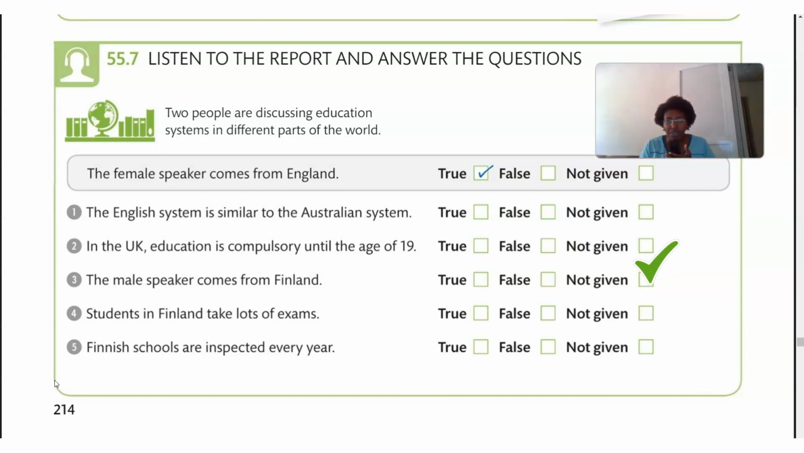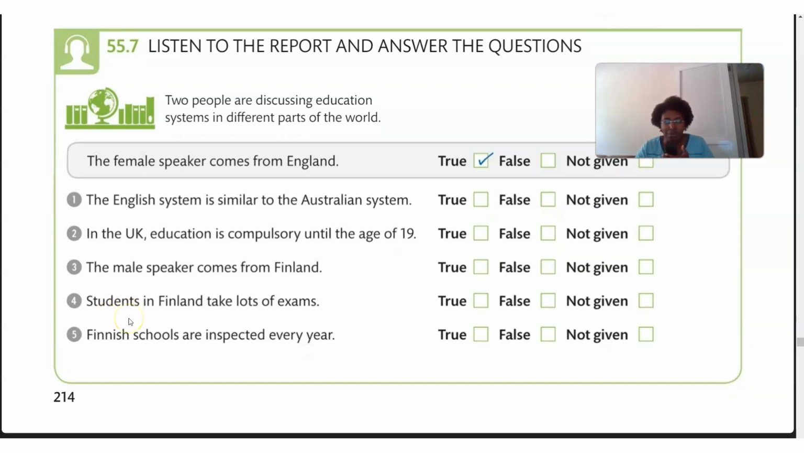Number 4, students in Finland take lots of exams. That is false. And our last one, Finnish schools are inspected every year. That is also false. So remember, what exactly did you hear? We have 5. If you missed 1, that's okay. Possibly even 2. But if you're missing more than that, you need to practice your listening. Go back and replay the video if you'd like to replay the audio. Okay, let's move forward.